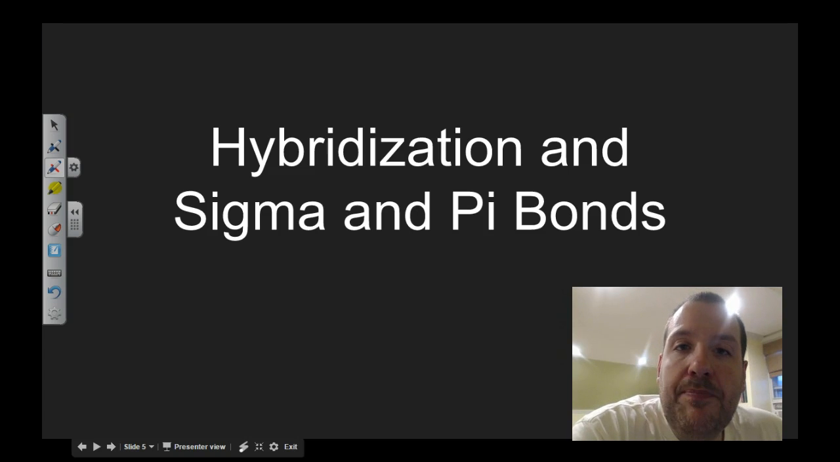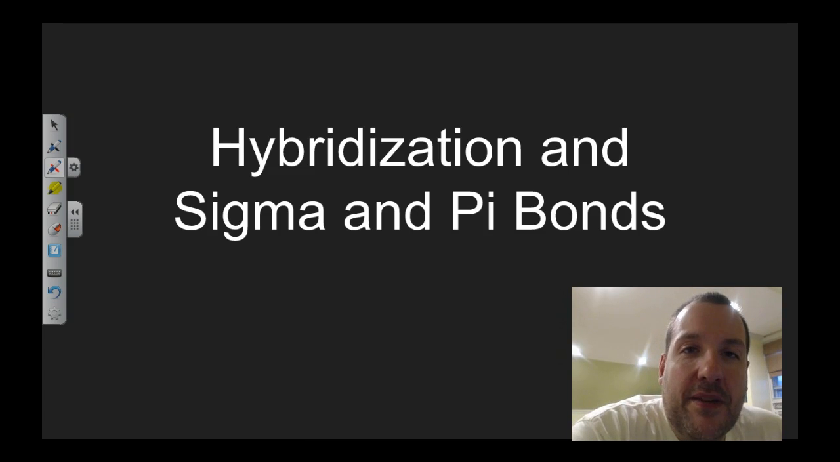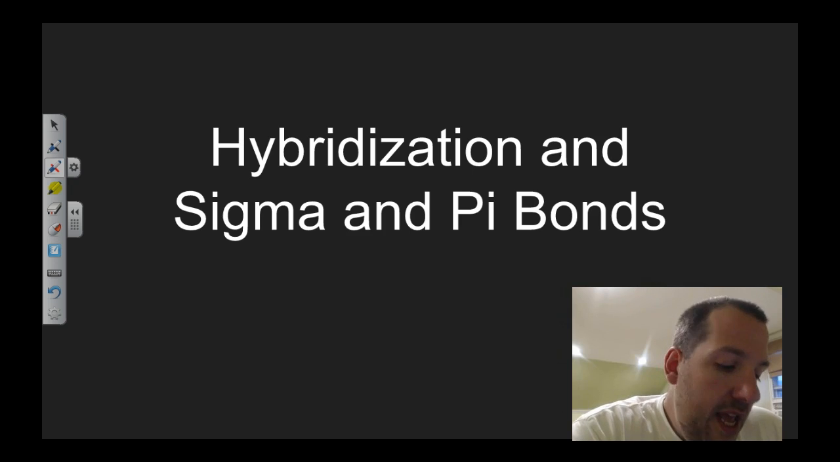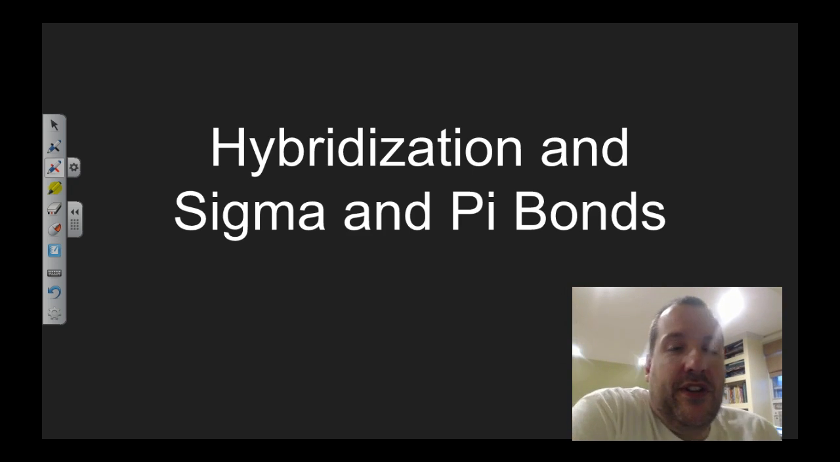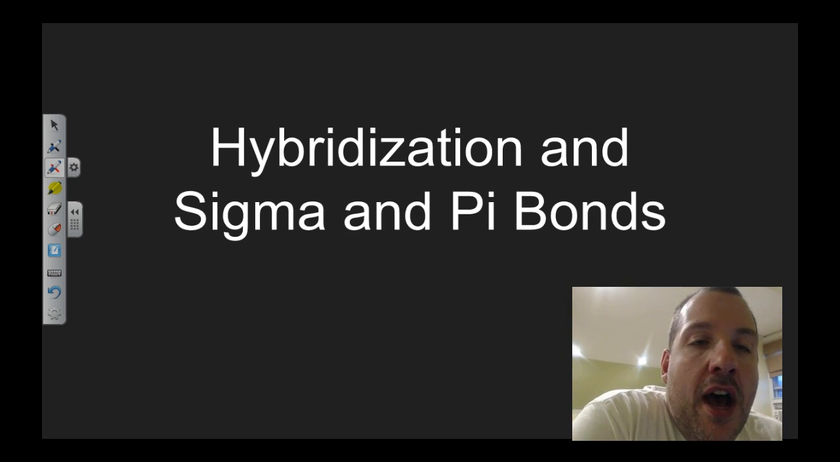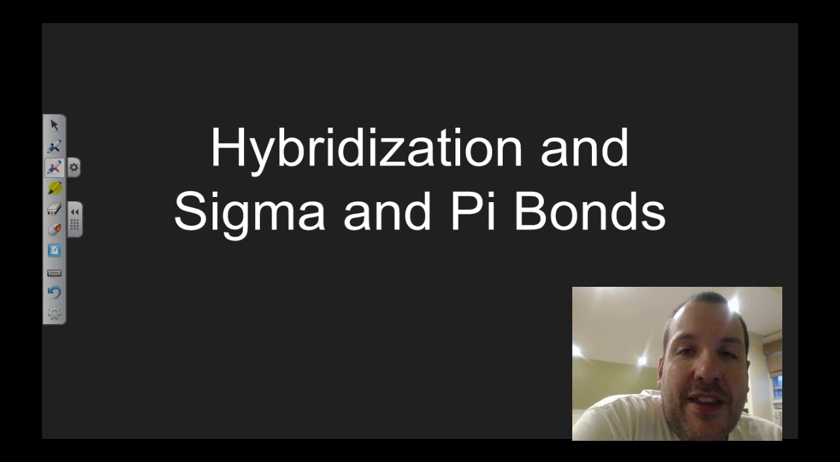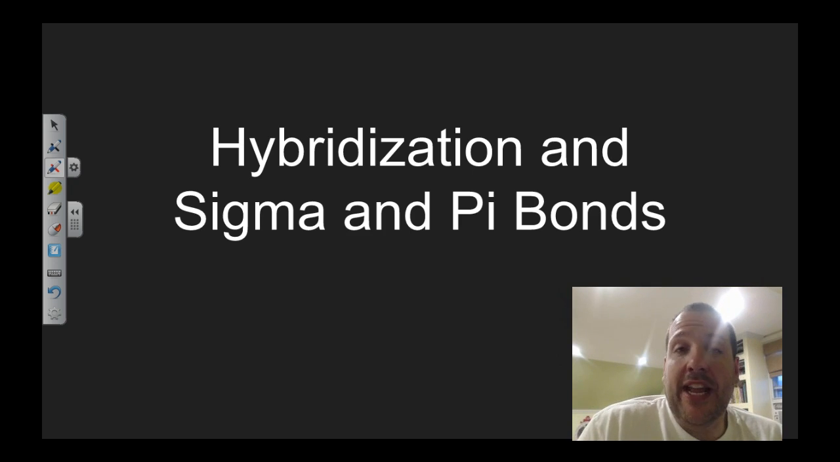Everybody, I really like this next subject about hybridization and sigma and pi bonds. I guess we'll first tackle hybridization because I feel like this is a nice bridge between what we learned about in terms of atoms and orbitals like s, p, and d, and then molecules that are covalently bonded.